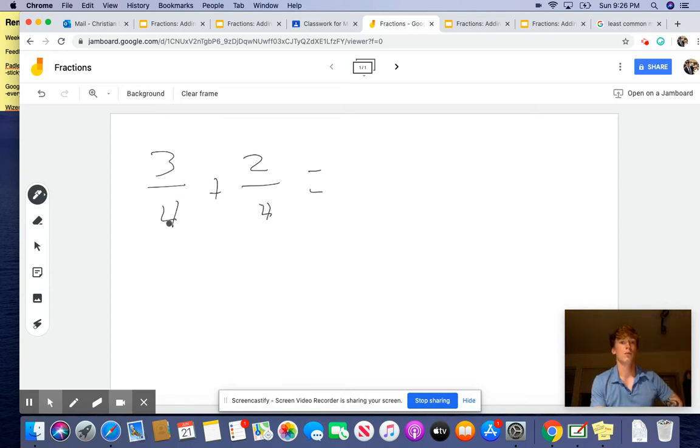So we do nothing to the bottoms, remember? We keep the bottoms the exact same. We add the tops because this is addition. So 3 plus 2 is going to be 5.